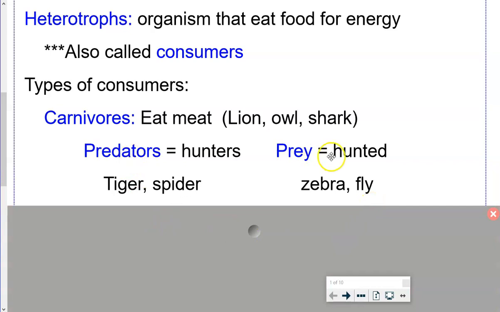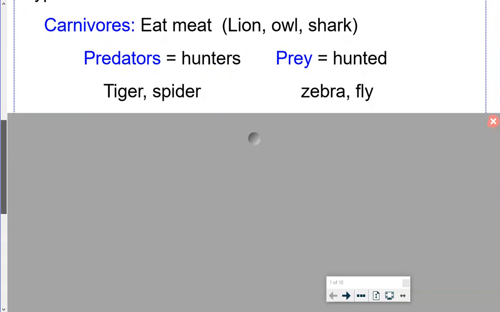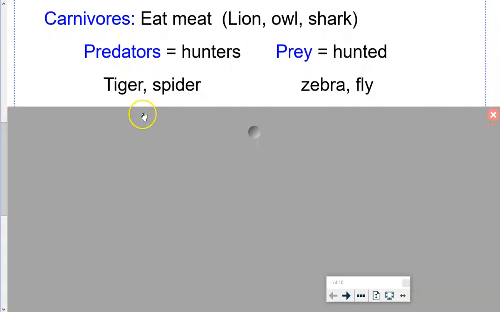Okay, so predators and prey. The predator is a carnivore. Now, the prey can be a lot of different things. It depends on what the prey eats. Okay, so I can't give you a hard rule as to what prey is, but predators are always going to be carnivores. Okay, so we have some animals that eat meat.